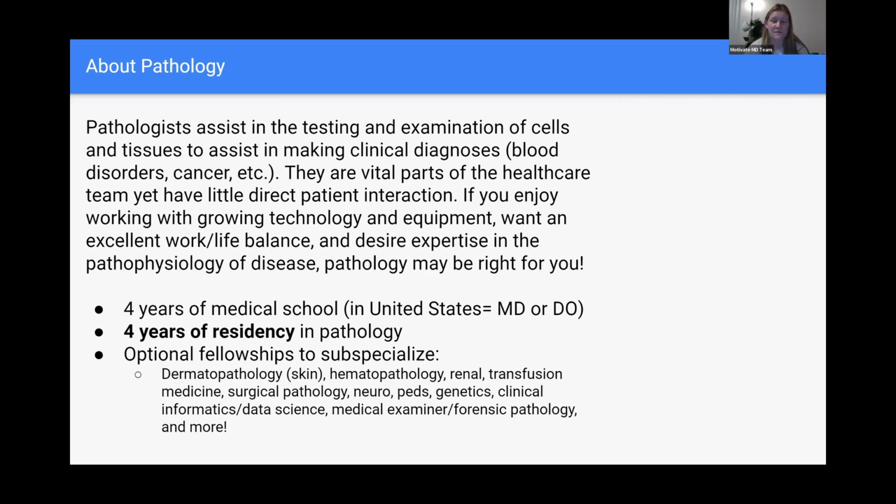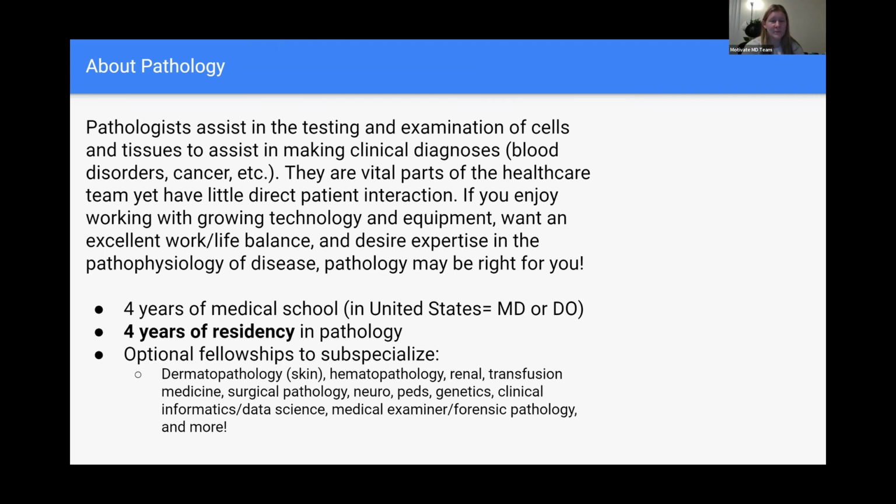But some people also find that they want to have the closure of, well, what actually ended up happening to this person? What treatment did they get? Are they doing well now? It just is an individual preference, I would say. So I did want to include a little bit about pathology.